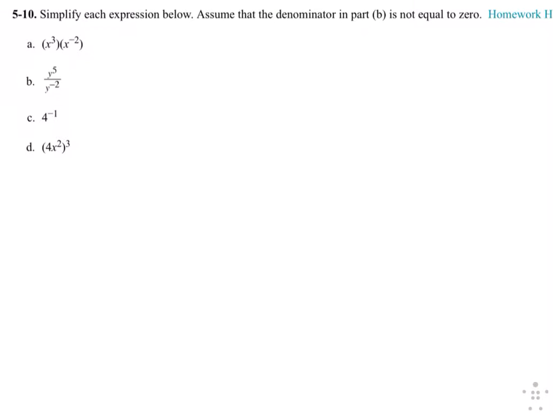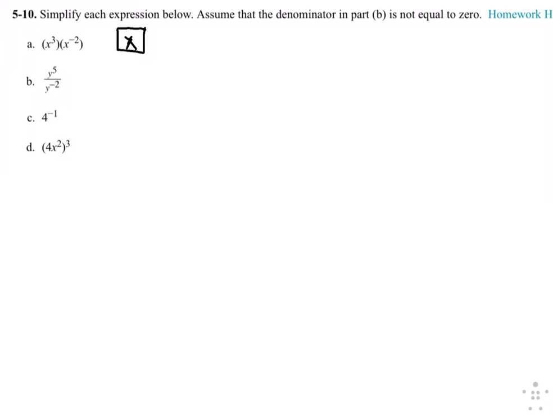Okay, for 510, they want us to simplify. So for A, we add exponents when we're multiplying with the same base. So 3 and negative 2, 3 plus negative 2, or 3 minus 2 is 1. So this is x to the first, and we just write it as x.